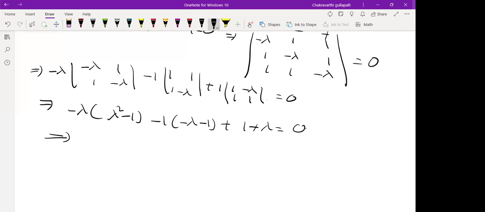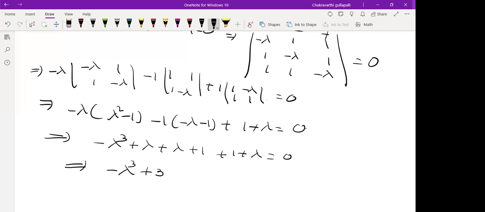Then do one thing. You can directly expand or take lambda plus 1 common, but I want to show the common method. So I'm doing it like this. Otherwise, I would have taken lambda plus 1 common. So this is minus lambda cube plus 3 lambda plus 2 equal to 0. Actually, for this question, lambda plus 1 can be taken common, but I want to show you the general method.